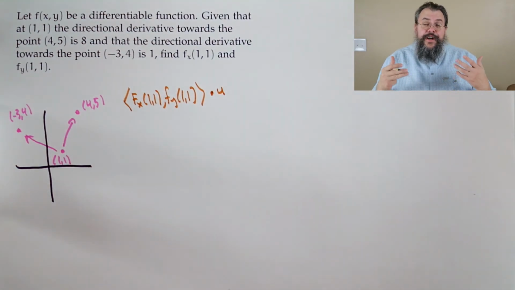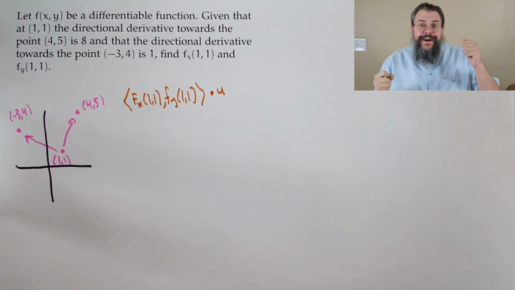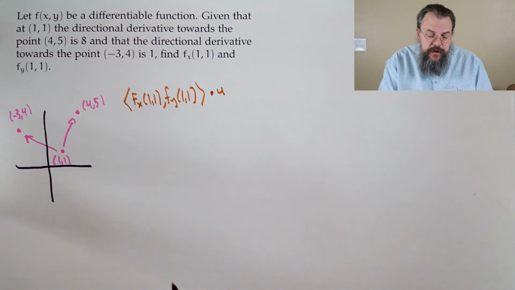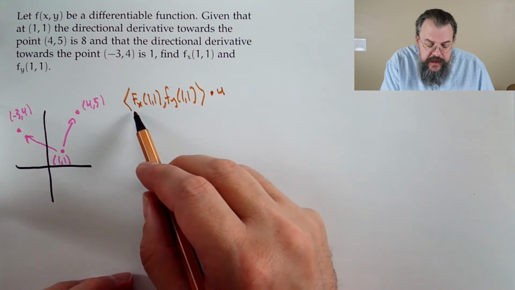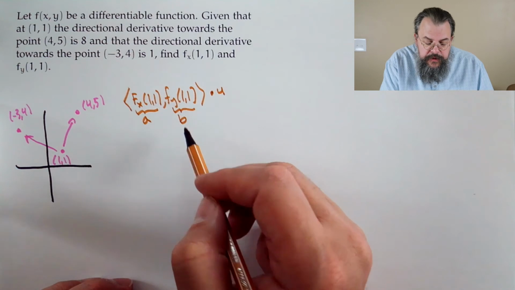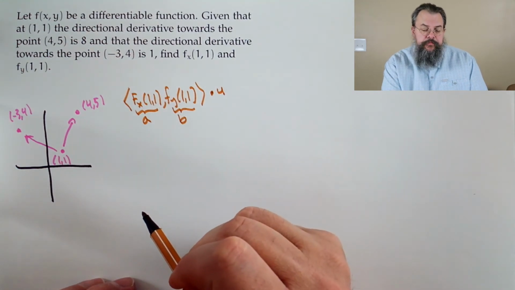That's how we could find our directional derivative. So we're like, aha, cool. Now, just for convenience, as we're working through the problem, let's go ahead and simplify this. We'll call these a and b as we move forward. These are what we're trying to solve for. Try to find a and b.